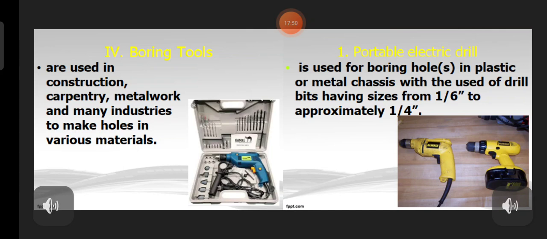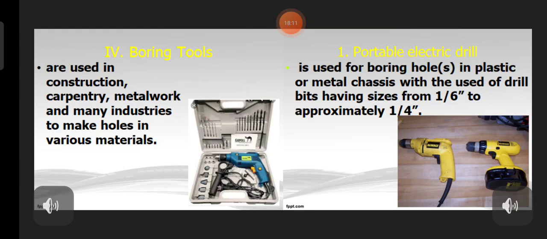The first example of boring tools is the portable electric drill. It is used for boring holes in plastic or metal chassis with the use of drill bits having sizes from 1/16 inch to approximately 1/4 inch.